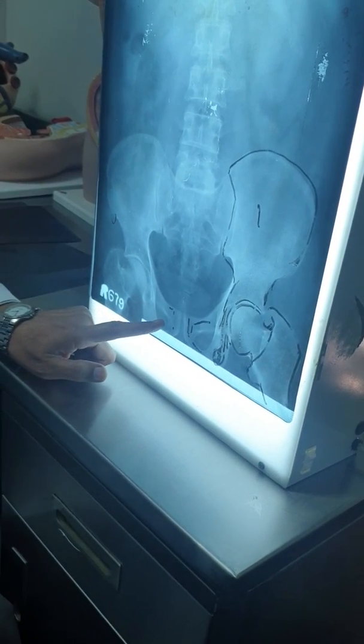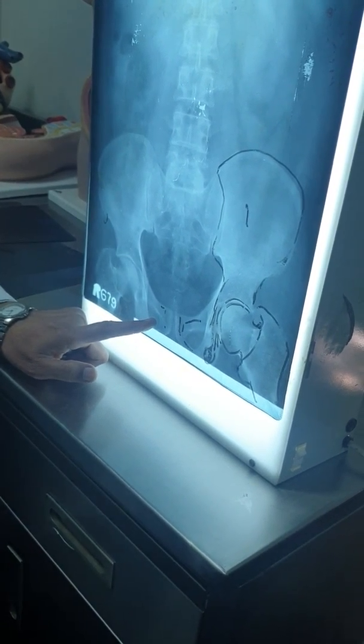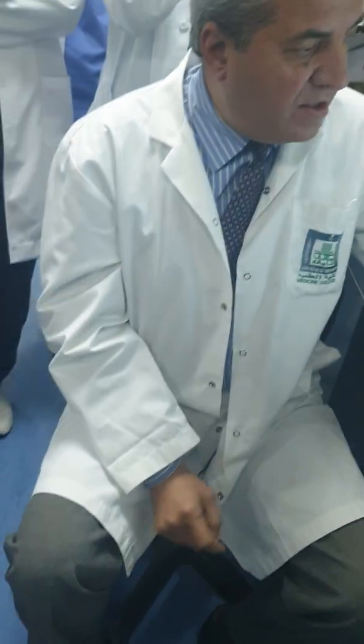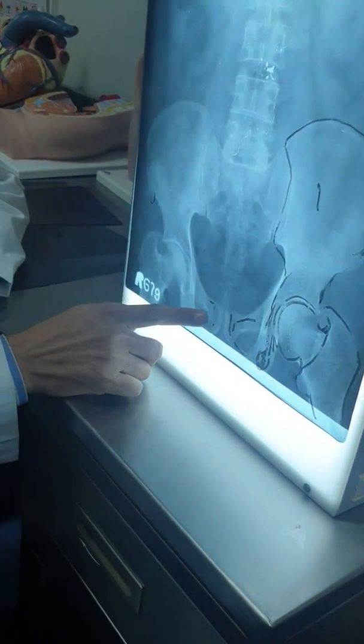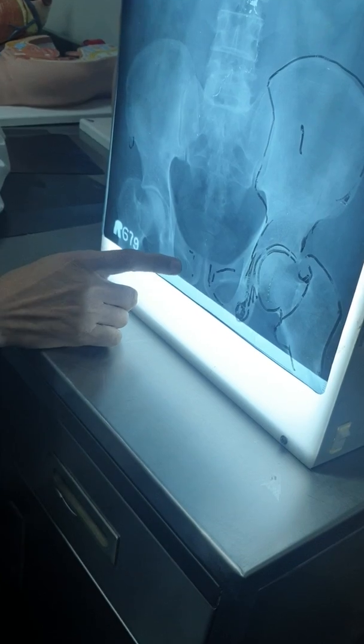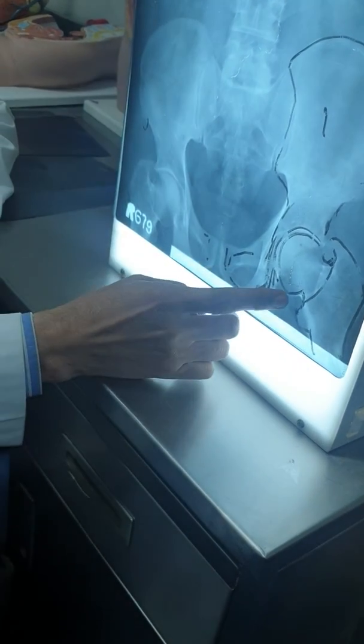Okay? This is called Shenton's line. Please note down. Where is the location? The lower border of the neck continuous with the upper border of the obturator foramen. You see this?